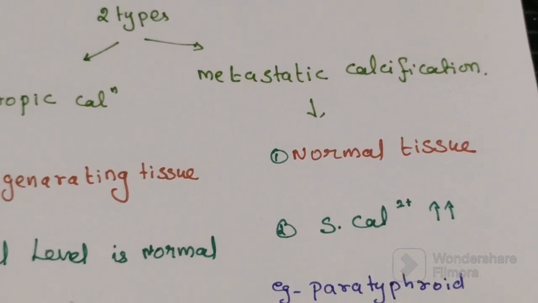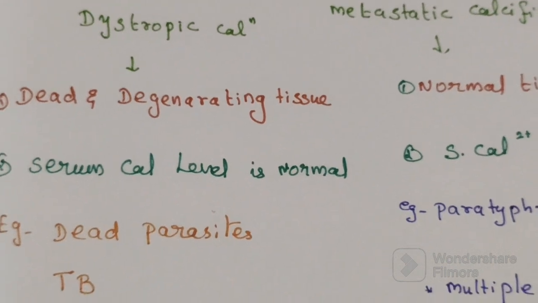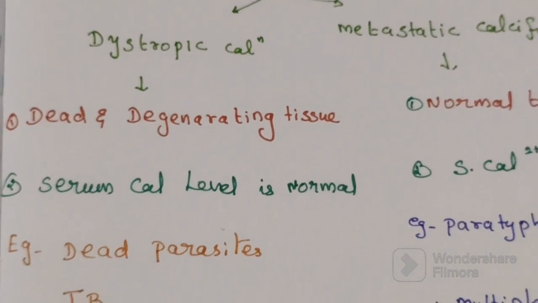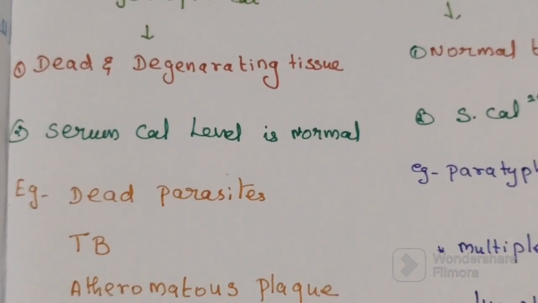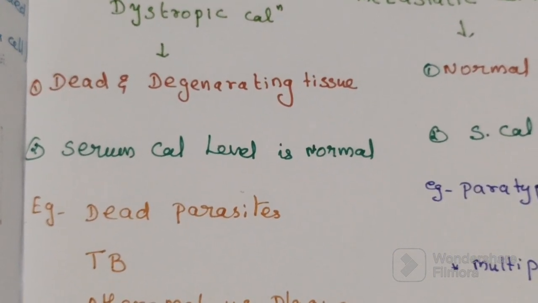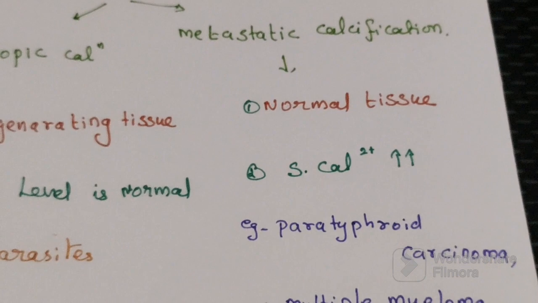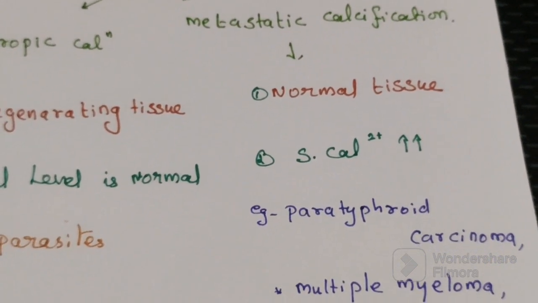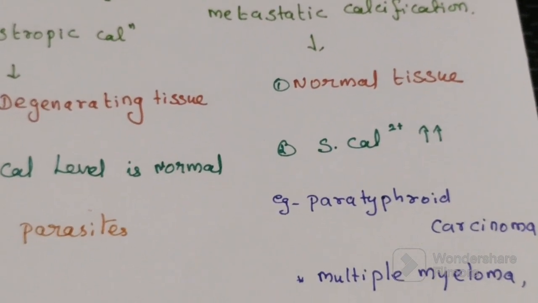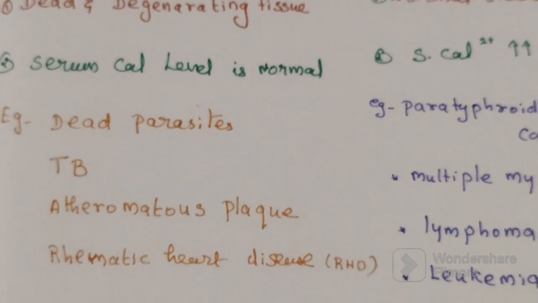That is difference number 1. Difference number 2, the serum calcium level of that patient is normal. Calcification is happening because there is some dead cell or tissue, not because of an elevated calcium level in the body. Metastatic is completely opposite. Serum levels are elevated, because of which calcium goes and is deposited in the normal tissue. With this concept, we discuss the examples of both categories.